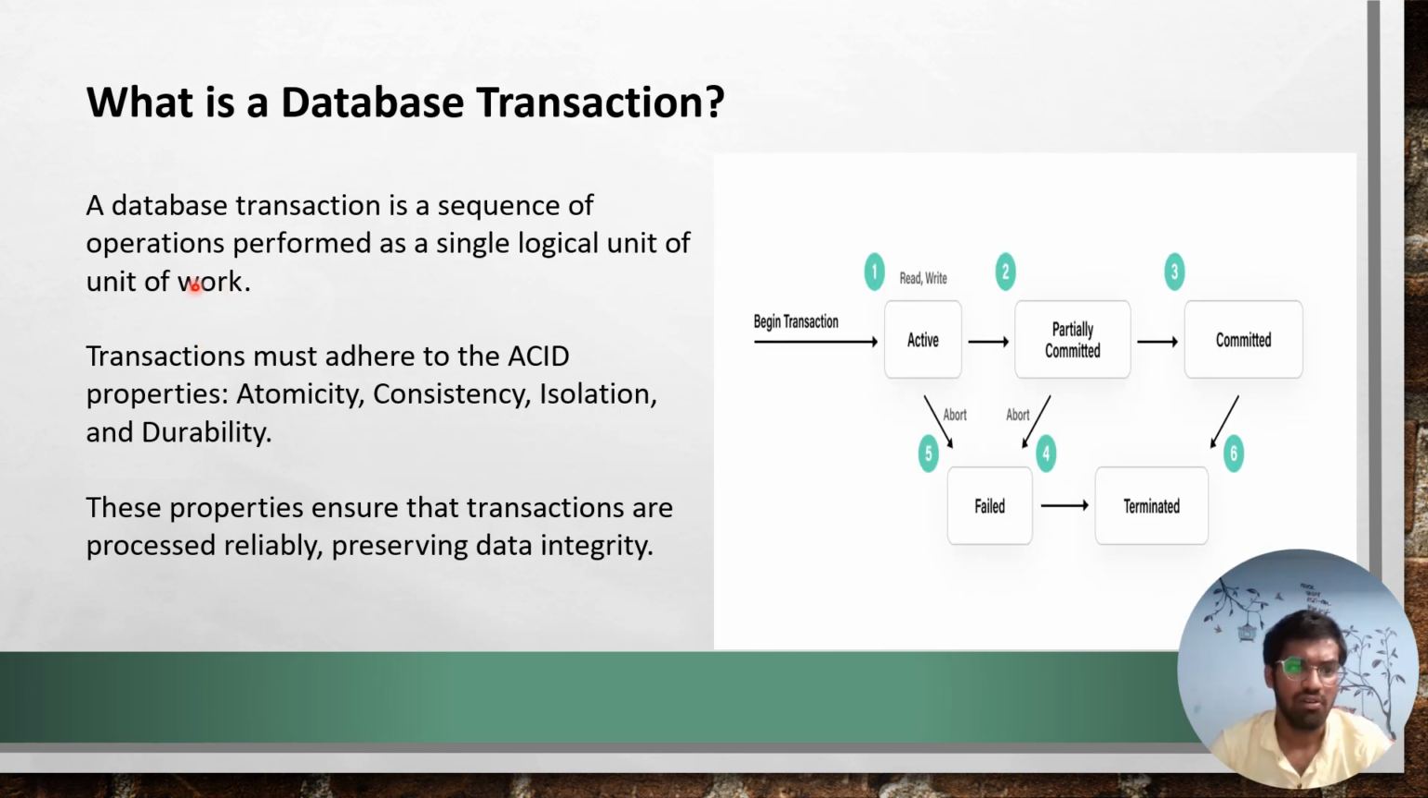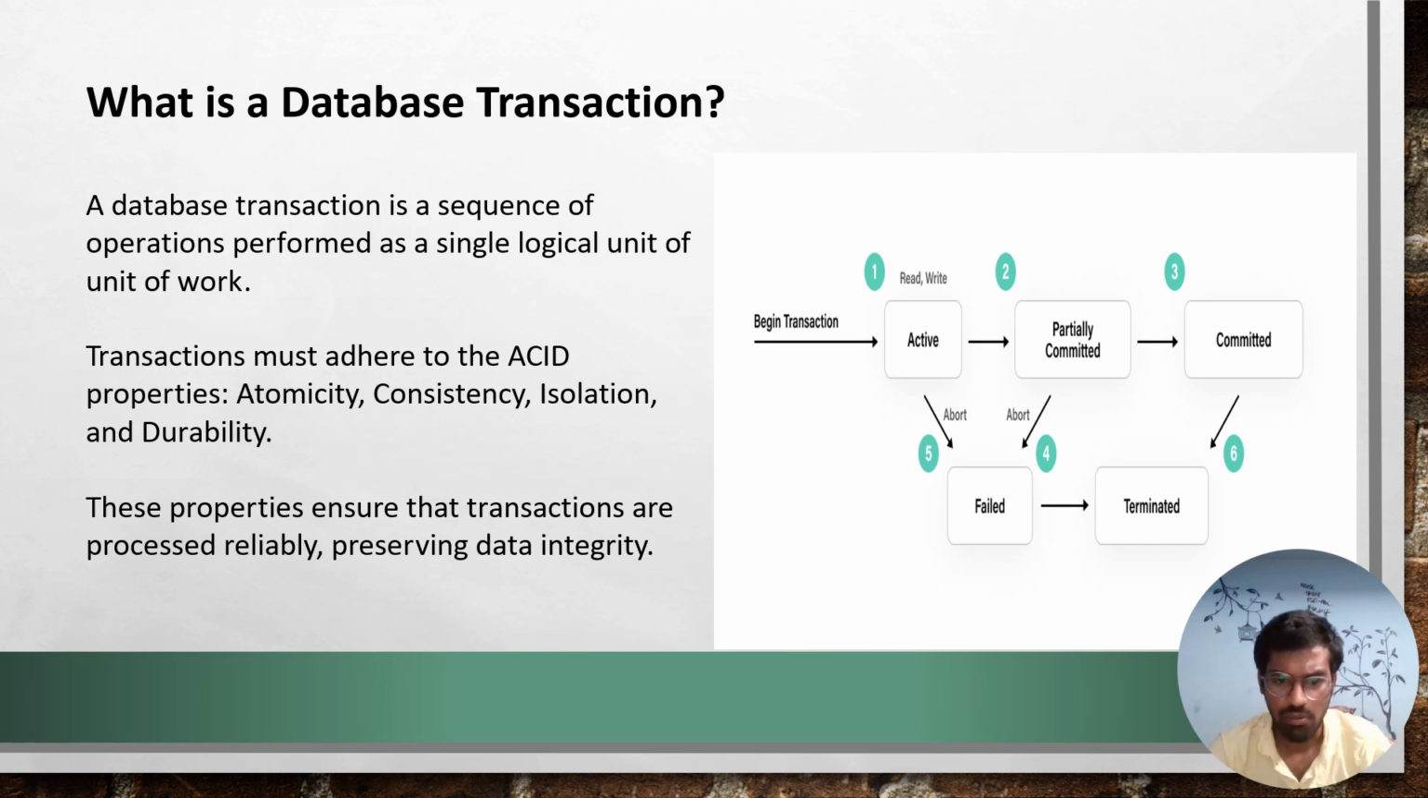After that, we have to learn about what a database transaction is. It is a transaction which performs operations as a single logical unit of work. Basically, a transaction begins in the active state; if it is done, it becomes partially committed and then committed. Otherwise, it may fail or abort. For example, it is activated, partially committed, or failed.